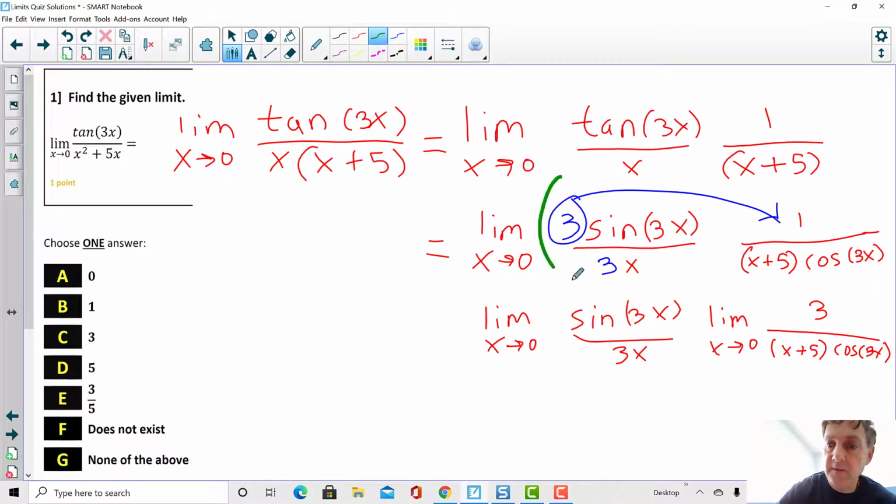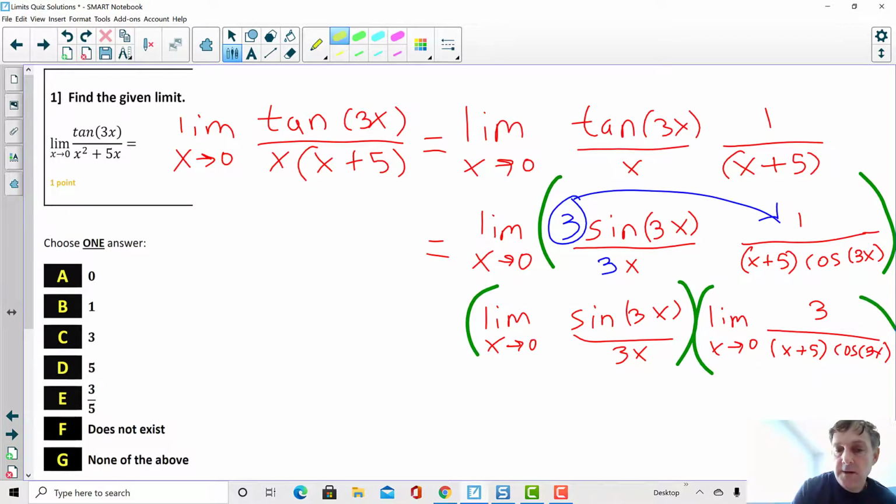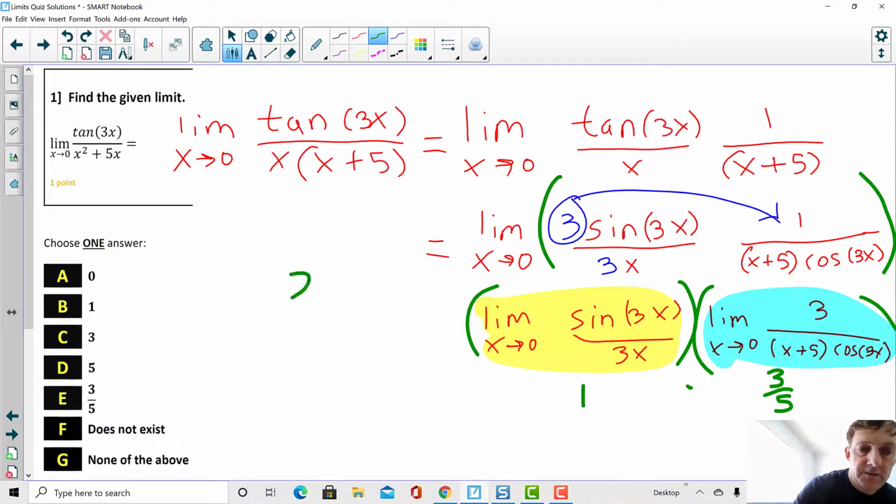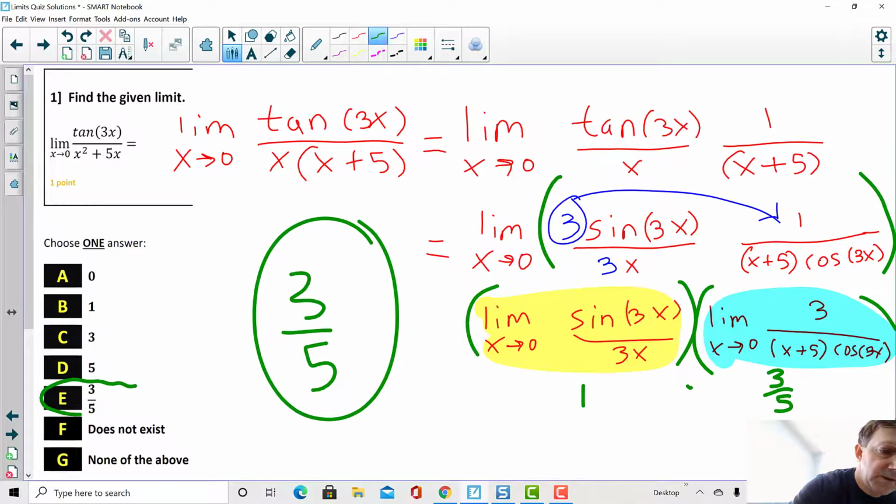Okay, so I'm doing the limit as x goes to 0 of all this stuff, but I can also give each fraction their own limit. So now I have two separate limits. Now there's a special rule for this first limit. That's just going to equal 1. And for the second limit, I can plug in a 0 for the x. Since cosine of 0 is 1, I really just get 3 over 5. So the final answer is 3 over 5. I choose E.